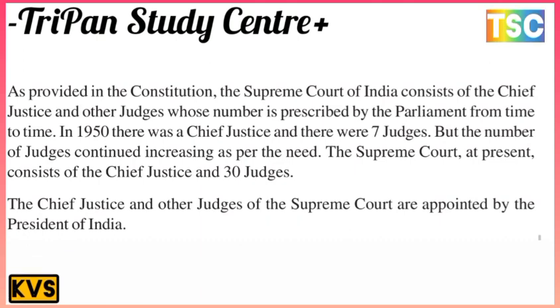As provided in the Constitution, the Supreme Court of India consists of the Chief Justice and other judges. The number is prescribed by Parliament from time to time. In 1950, there was a Chief Justice and 7 judges, but the number of judges continued to increase as per the need. The Supreme Court at present consists of the Chief Justice and 30 judges. This is important: a Chief Justice and 30 judges.